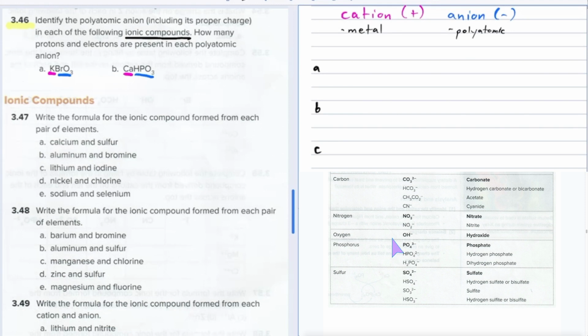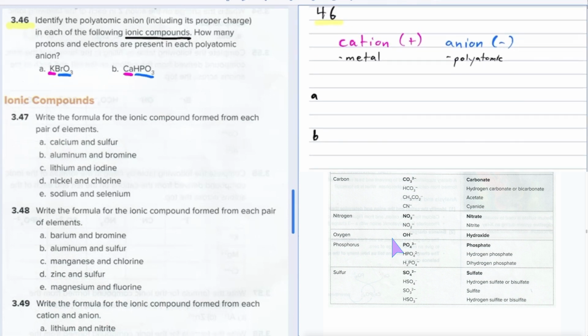So the cation in A, which we only have A and B, I'm sorry, the cation is going to be K. Okay, we'll figure out the charge in a second. And the cation in B is going to be Ca. Now the anion in A is going to be BrO3. We'll figure out the charge in a second. And then the anion is HPO3. Now HPO3, I don't even see that under the phosphorus section.